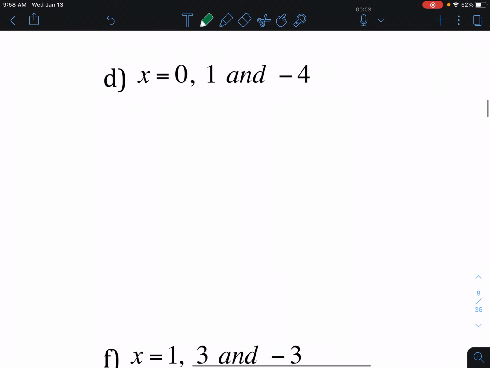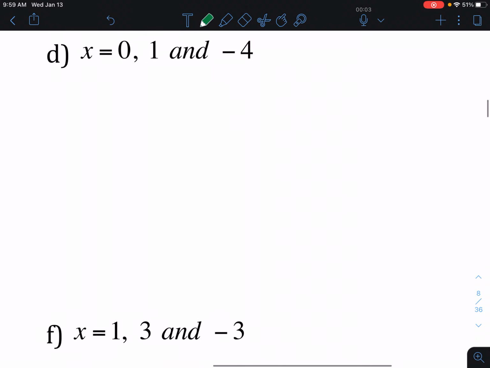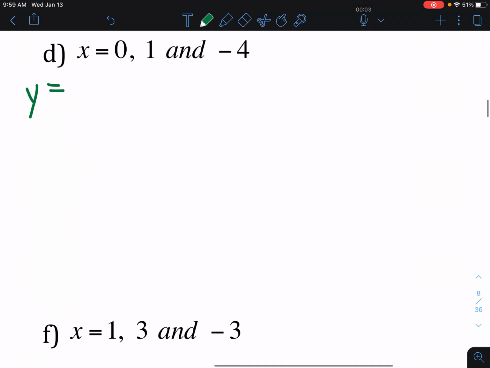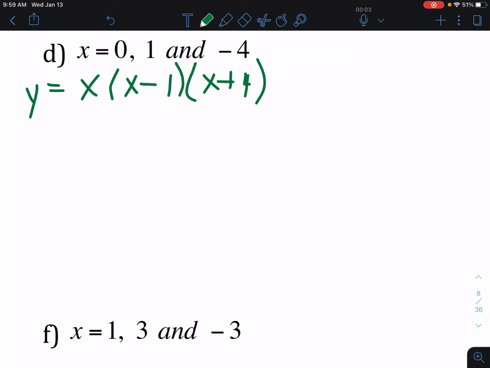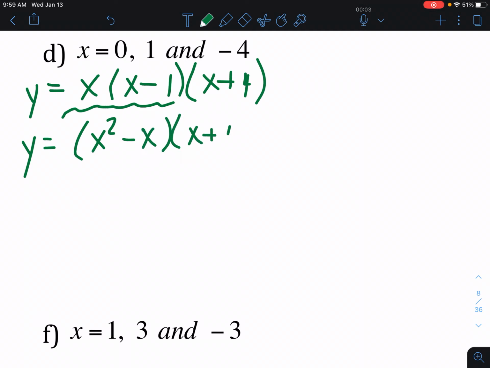Okay, let's try another. Letter D. The 0, that would just be an x outside of parentheses, like a GCF. 1 would be x minus 1, and -4 would be x plus 4. Again, we're dealing with opposites here. So let's distribute the first 2. That would be x times x and x times -1. Bring down the x plus 4. And then we're going to FOIL here.